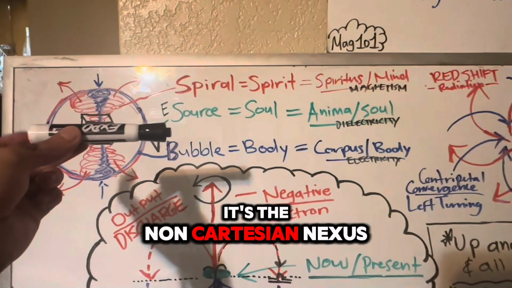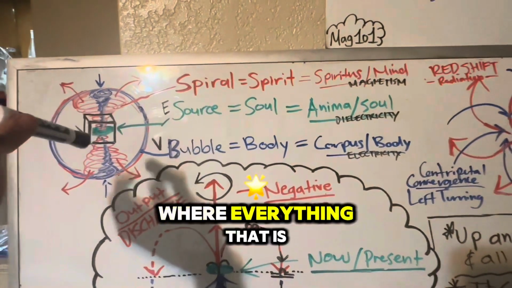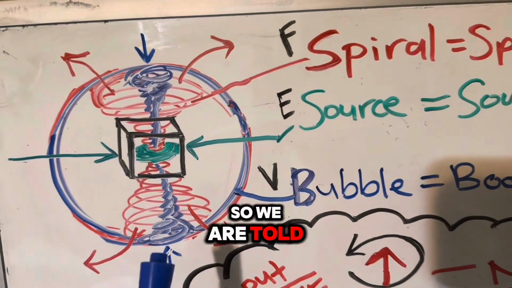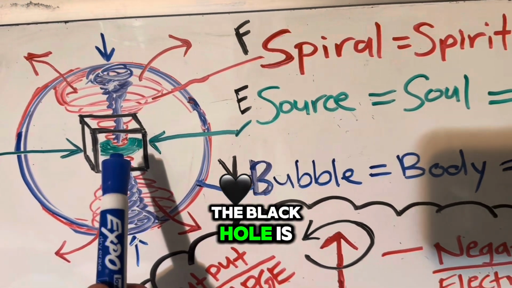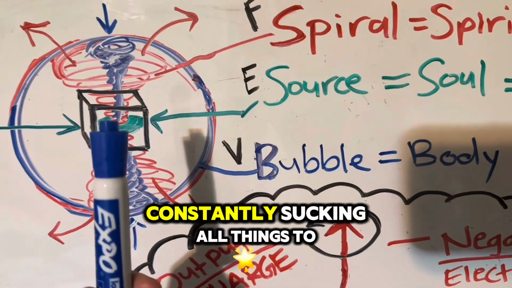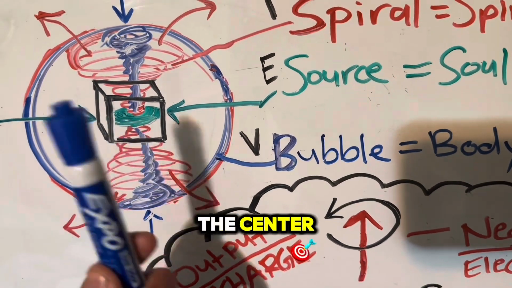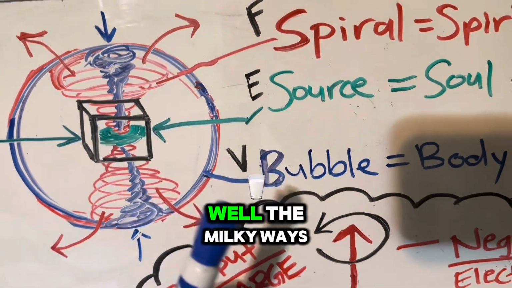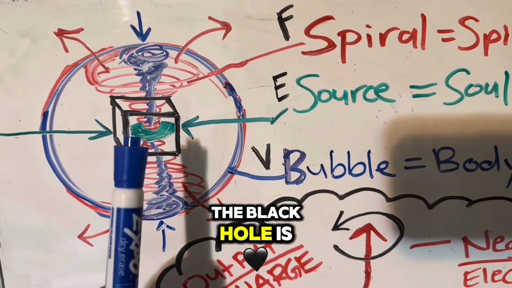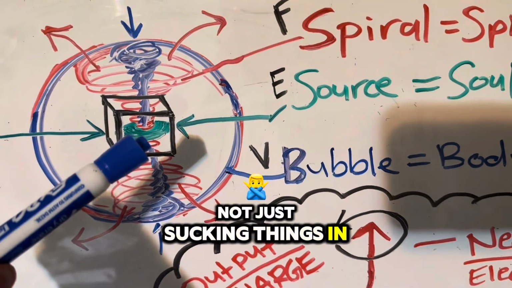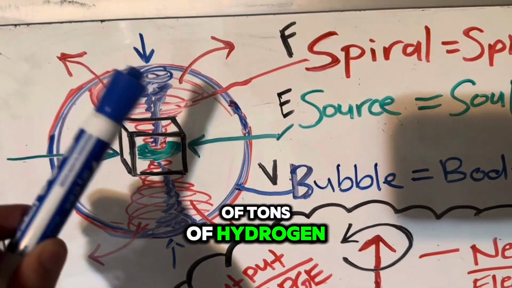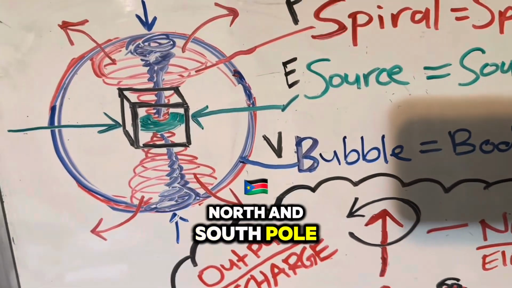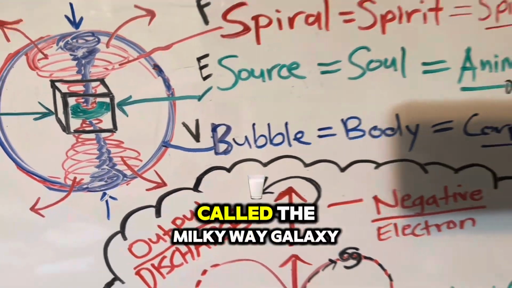It's the non-Cartesian nexus, which means the non-physical point where everything that is physical comes from and returns to. Think about the center of a black hole. So we are told that the center of the Milky Way, the black hole, is constantly sucking all things to the center. One day, our solar system, along with Earth, will get sucked into the center. Well, the Milky Way's galactic core, the black hole, is not just sucking things in, it's also producing millions of tons of hydrogen. It's shooting something called the astrophysical jet stream both out of the north and south pole of that galactic disk called the Milky Way galaxy.